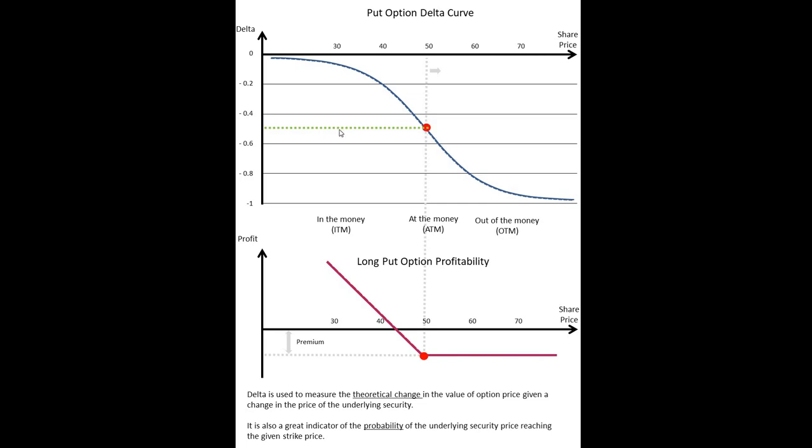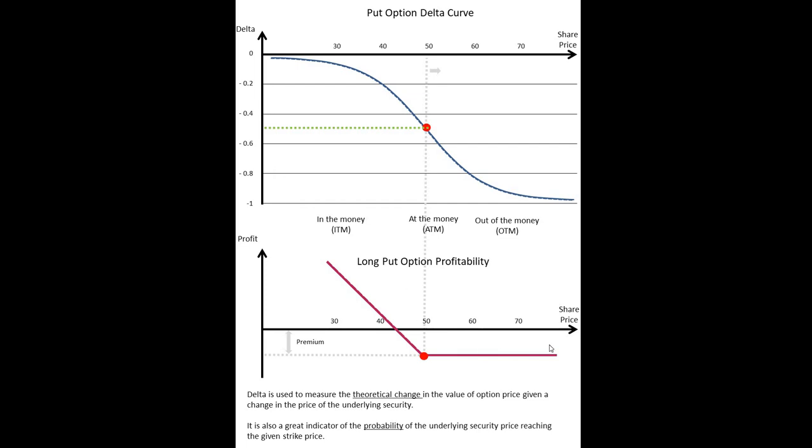So for example, over here, the green line indicates that I'm at 50 delta. Now, just to make sure that you don't get confused, traders don't normally say that it's a minus 0.5 delta. It's just too wordy, so we just normally say 50 delta. So if the underlying security or share price goes up by $1, then we can expect the option price to change by 50 cents.